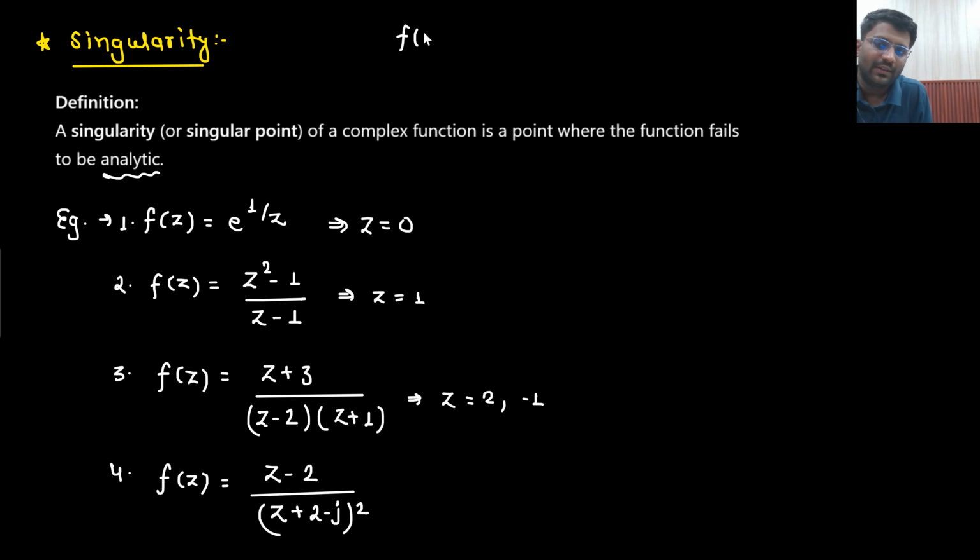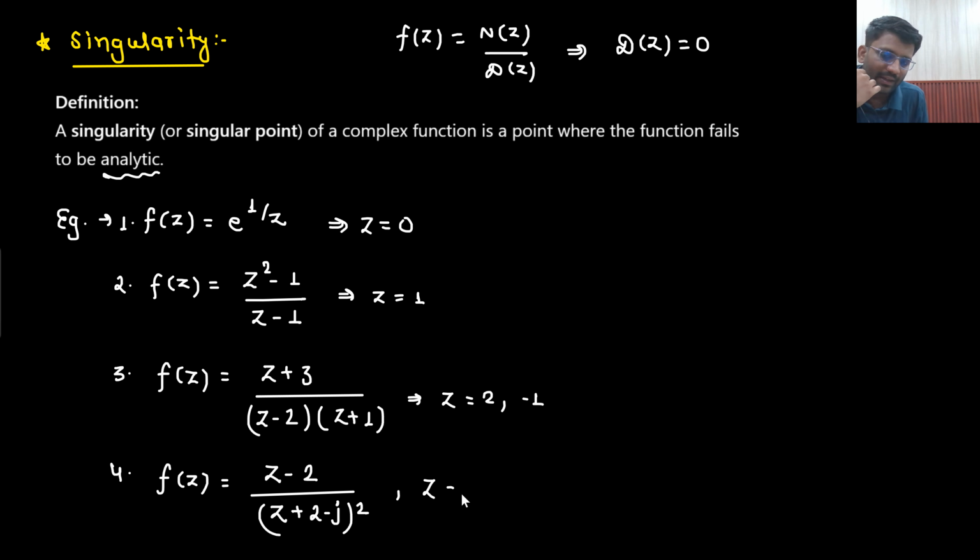f of z is numerator by denominator. So what you do? You put the denominator equals 0. So z equals 0, here there is no denominator, but here you need to use your brain. Exponential to the power 1 by z. That means z equals 0 will create the problem. z equals 1 will create the problem. z equals 2 and minus 1 will create the problem. And here z equals minus 2 plus j will create the problem.